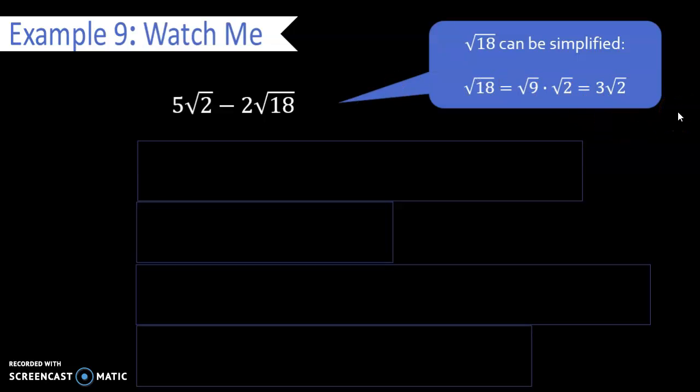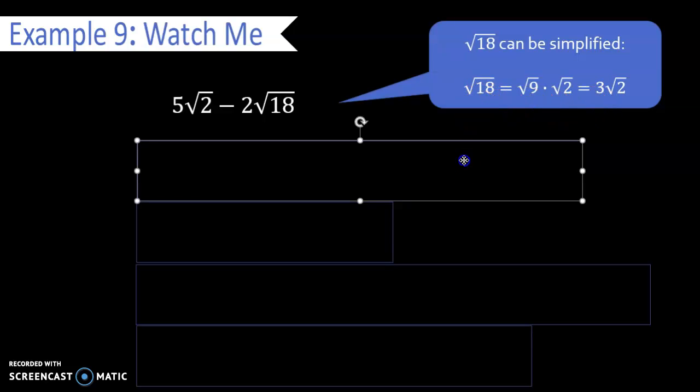The square root of 18 can be simplified by breaking it down into its factors. I know that 18 is the same thing as 9 times 2, and that the square root of 9 works out pretty. That turns into the whole number 3. So the square root of 9, again, works out nicely to just be the number 3. You can try it in your calculator if you need to. And so that's where I'm getting 3 square roots of 2 that can take the place of the square root of 18.